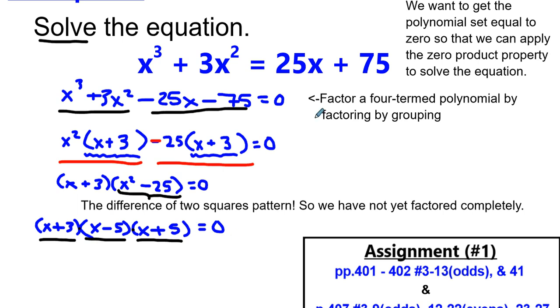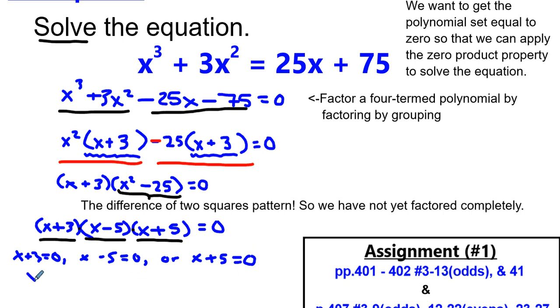Now we can apply the zero product property. That was our original goal, to factor in order to use the zero product property. One of these three must equal 0 because their product is 0. So x plus 3 must equal 0. X minus 5 must equal 0. Or x plus 5 must equal 0. One of the three must equal 0 in order for the product to be 0. So solve these three equations.